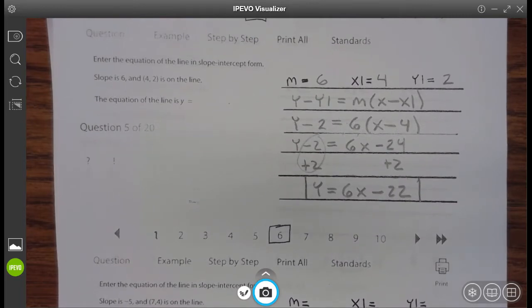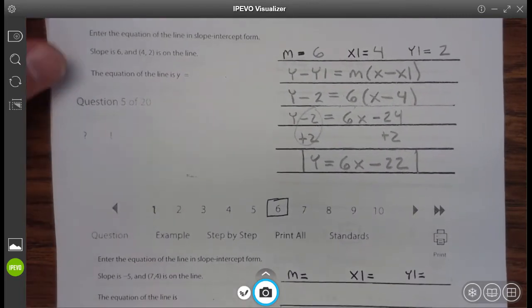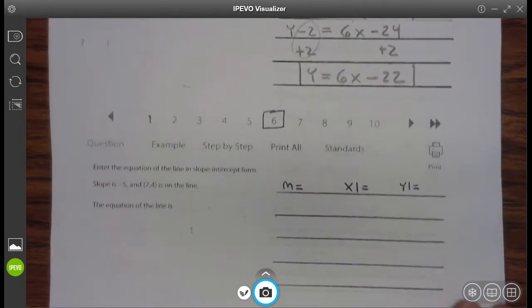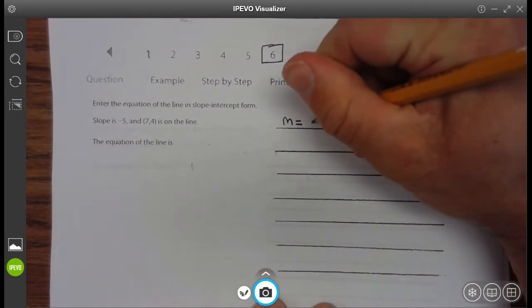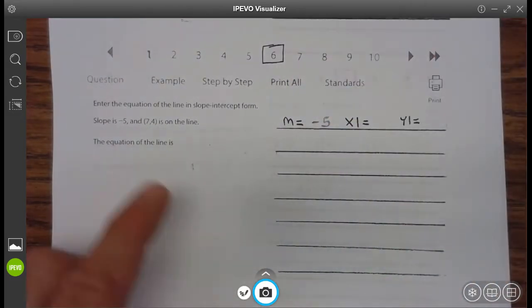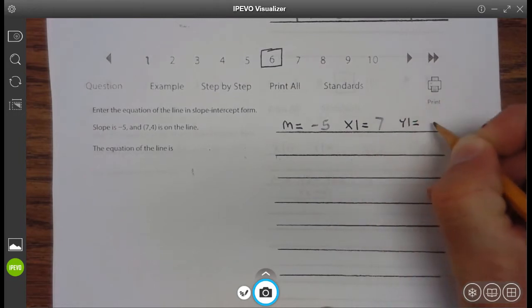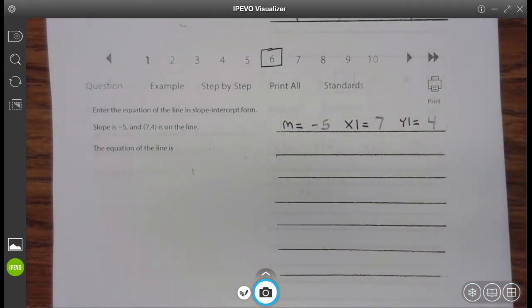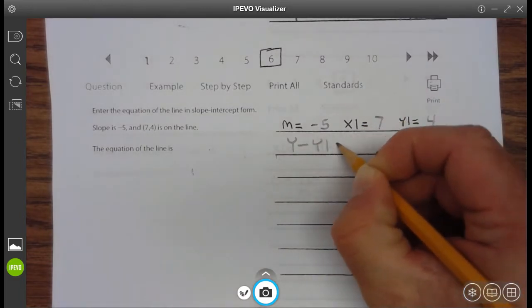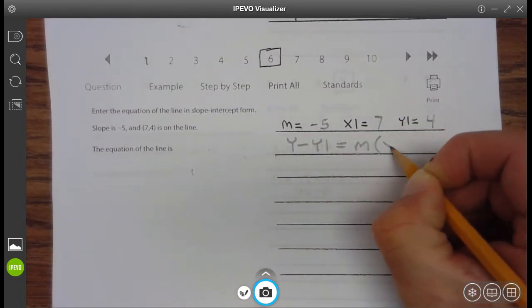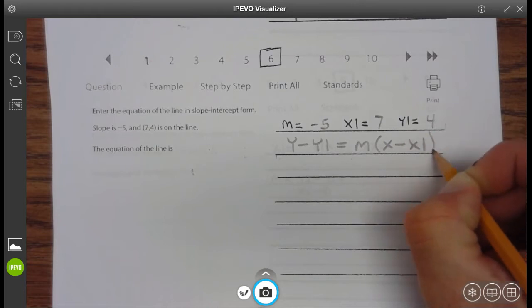All right, let's take a look at example 6. Okay, enter the equation of the line in slope-intercept form. So the slope is negative 5, so m equals negative 5, and we're given a point (7, 4), so x1 is 7, y1 is 4. We're given a point and slope, so we're going to use the point-slope form, which is y minus y1 equals m(x minus x1).